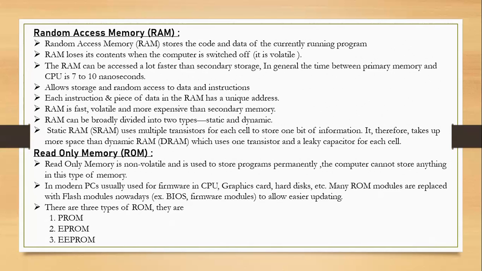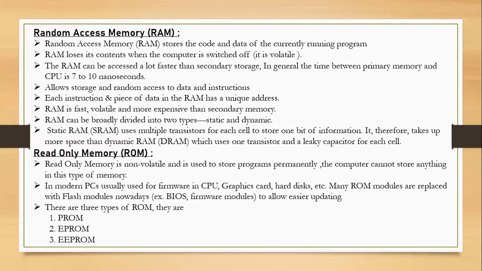RAM can be accessed a lot faster than secondary storage. In general, the time between primary memory and the CPU is 7 to 10 nanoseconds. It allows storage and random access to data and instructions. Any part of RAM can be accessed in a uniform amount of time. Each instruction and piece of data in the RAM has a unique address. In one of our previous classes, I mentioned that memory is byte addressable. Each location has a unique address.